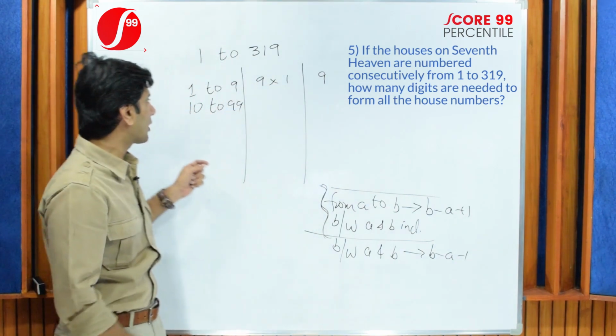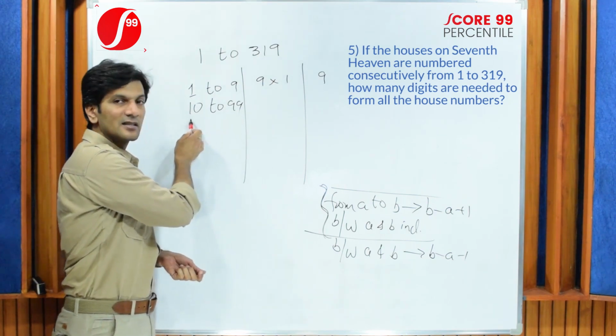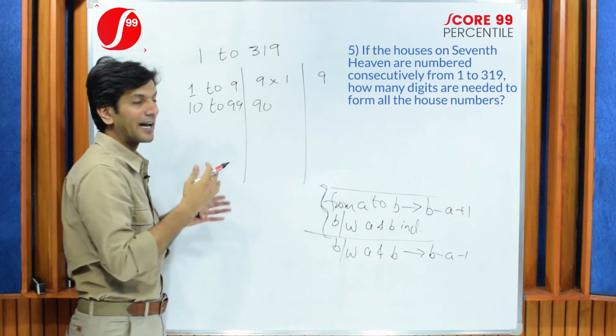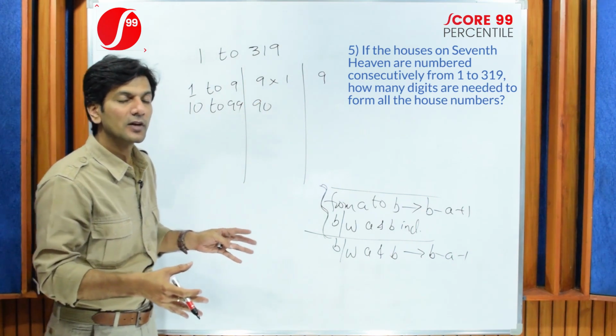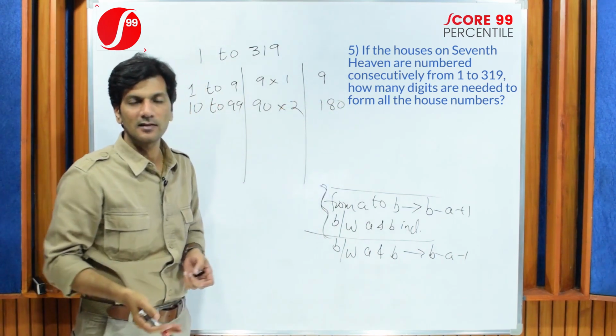So here, if you're counting numbers from 10 to 99, how many numbers do you have? 99 minus 10 plus 1. So 99 minus 10 is 89, plus 1 is 90. So you have a total of 90 houses. Each house requires 2 digits, so 90 of them require a total of 180 digits.